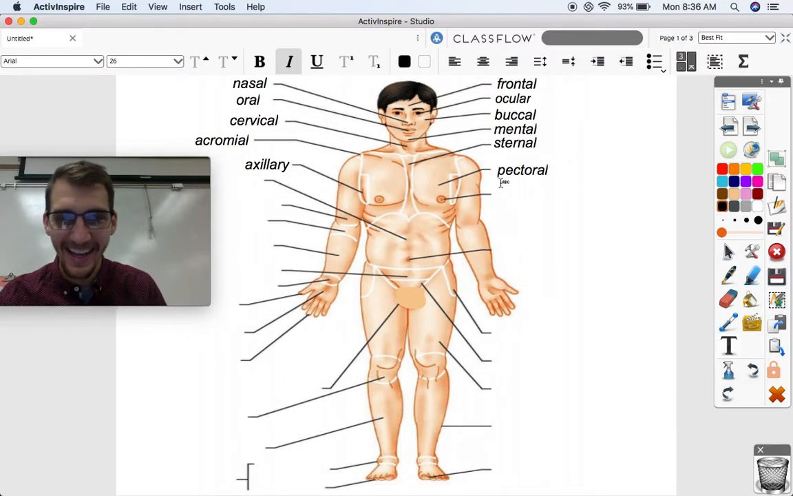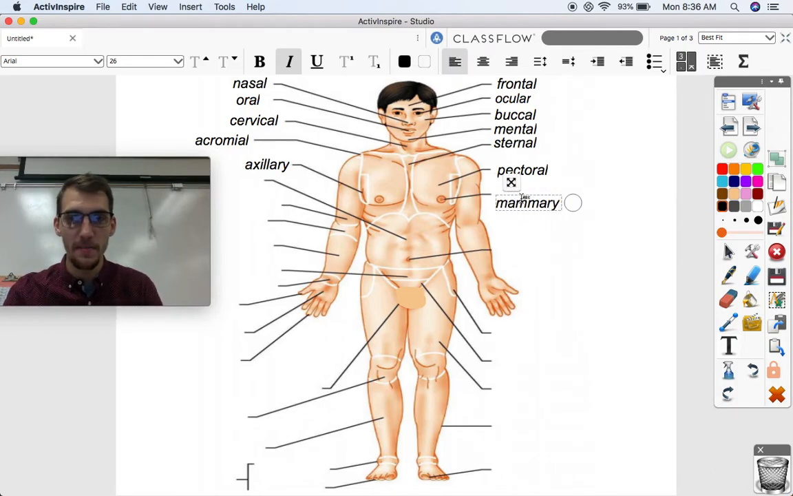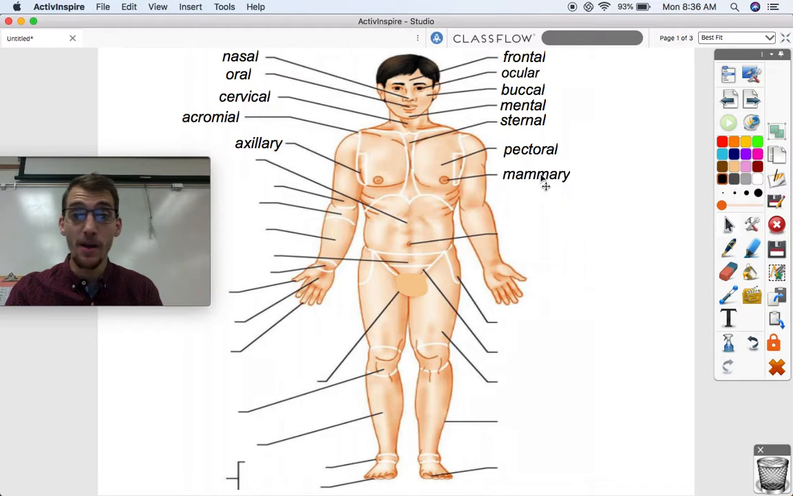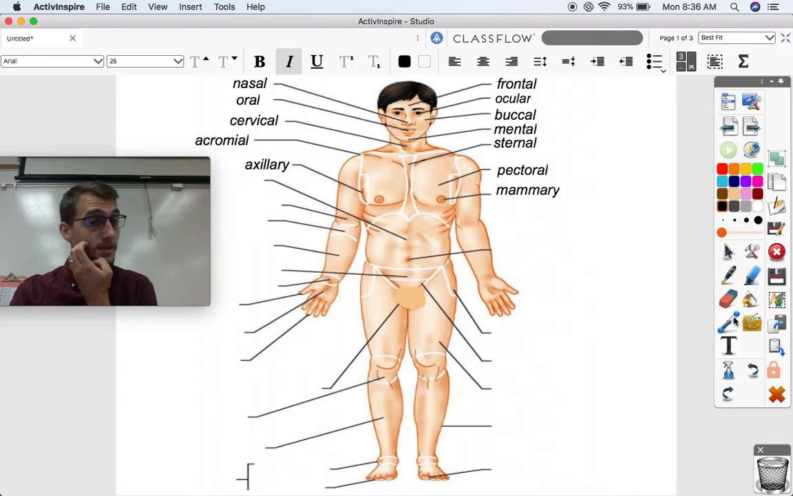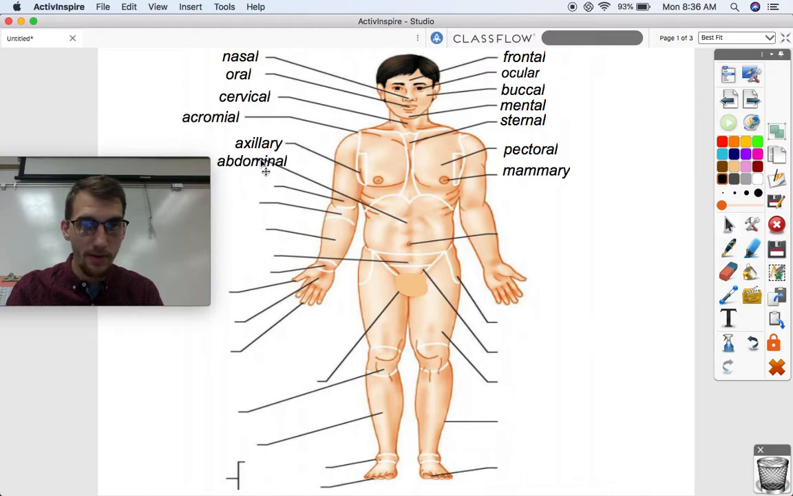Okay, let's keep going. Right over here, the nipple is referred to as the mammary region. Seeing as human beings are mammals, females, I should say, those of the female sex, are able to produce milk from their mammary glands. So that's part of what being a mammal is. All right, let's keep going here. Right over here, we're looking at the abdominal region, much like the abdominal cavity that we looked at. So the abdomen is a word for that.